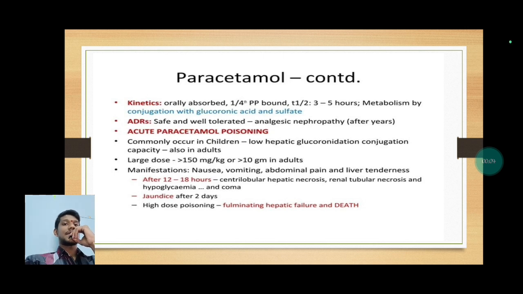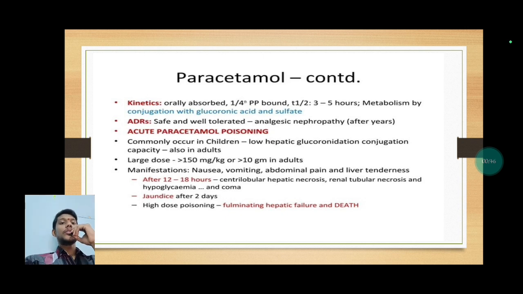Paracetamol contraindications. First, the kinetics. Paracetamol is an orally absorbed drug, and 1/4 is plasma protein bound, that is 25% is plasma protein bound. The half-life of this drug is 3 to 5 hours, and metabolism is by conjugation with glucuronic acid and sulfate. The ADR is not so much. It is a safe and well tolerated drug, but it shows analgesic nephropathy after a few years.